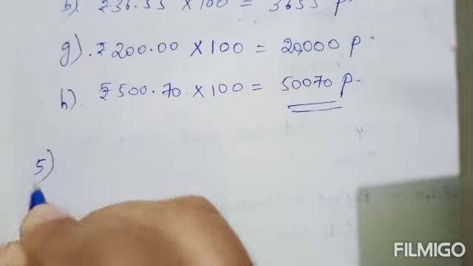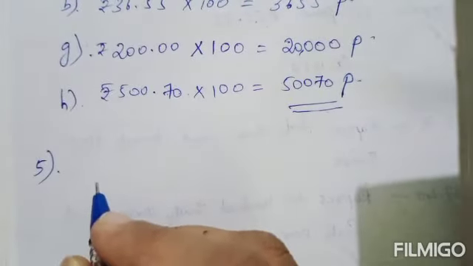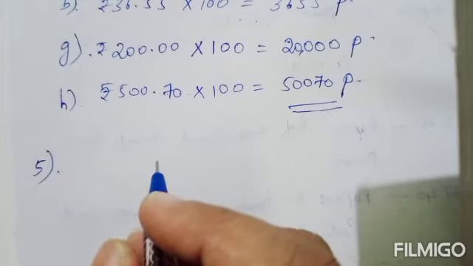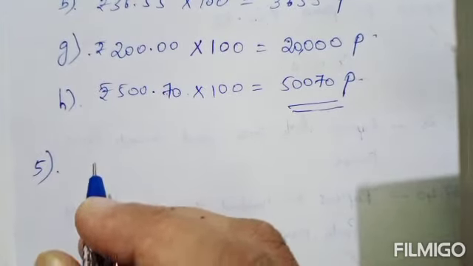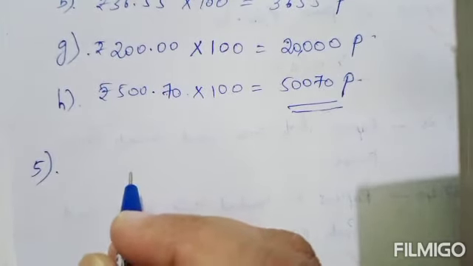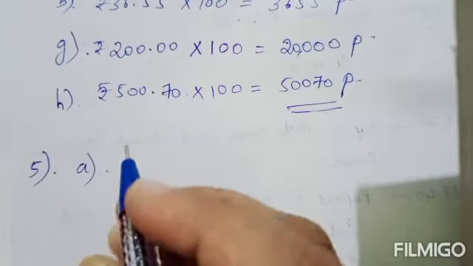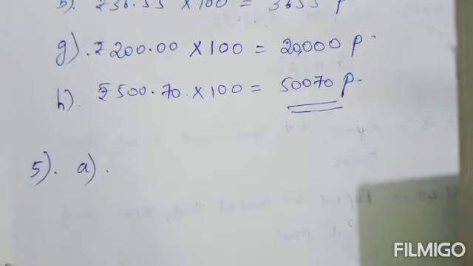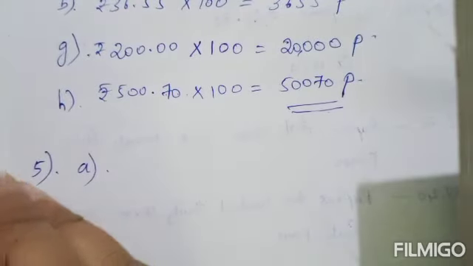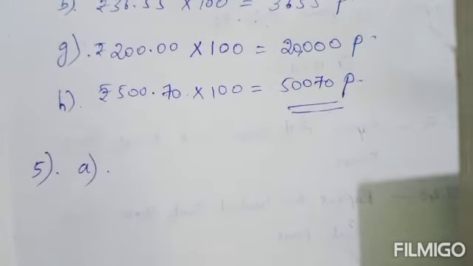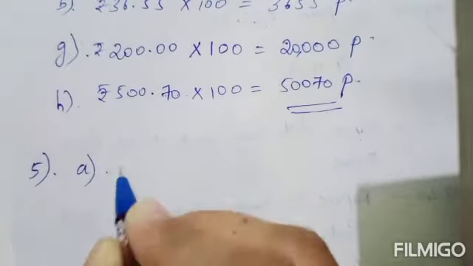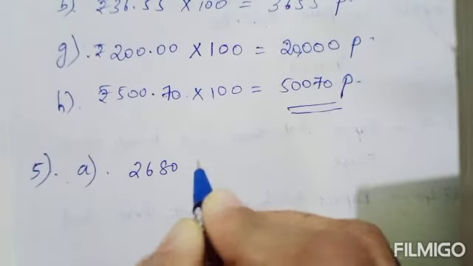Now in that fifth one, convert the following amount into rupees. Okay, so question is given in paise, you have to convert that into rupees. So what to do? In order to convert rupees to paise, just multiply by 100. In order to convert paise to rupees, divide by 100. Okay, so A, 2,680 paise.